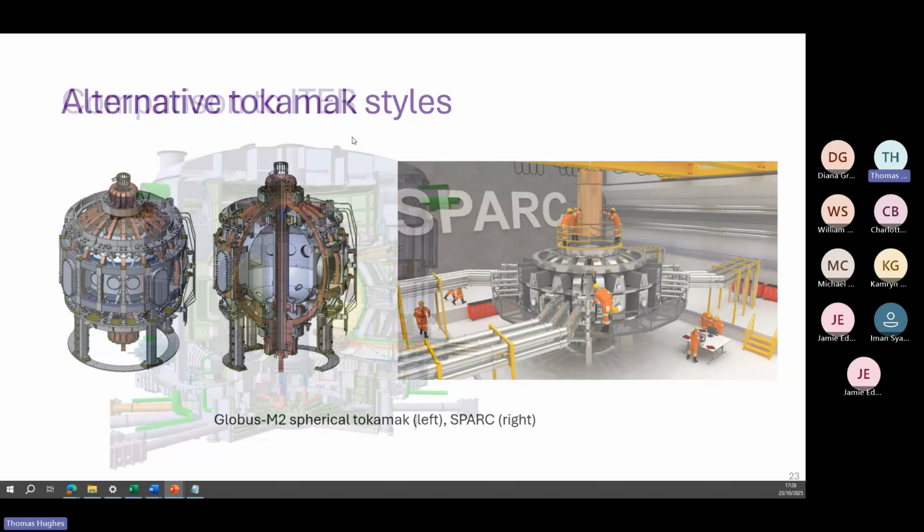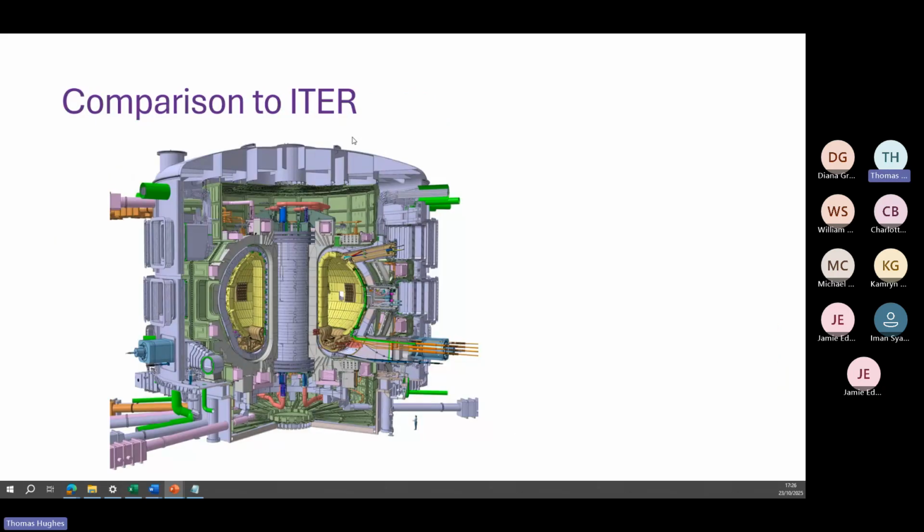So just for a little comparison, I've done this by eye, so it's not entirely accurate, but that's sort of what we're looking at, the difference, which is crazy.